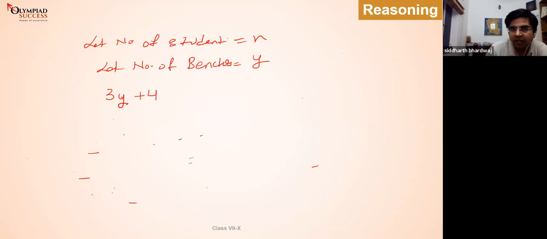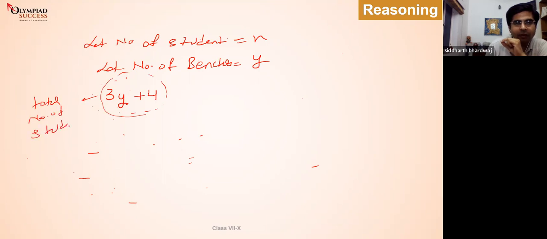So if three students sit on every bench, 3y students will be there, but there will still be four students left. So this represents the total number of students. But what we have assumed for the total number of students is x. So we should put it equal to x. This is how we will make the equation. Okay, this is the equation now.